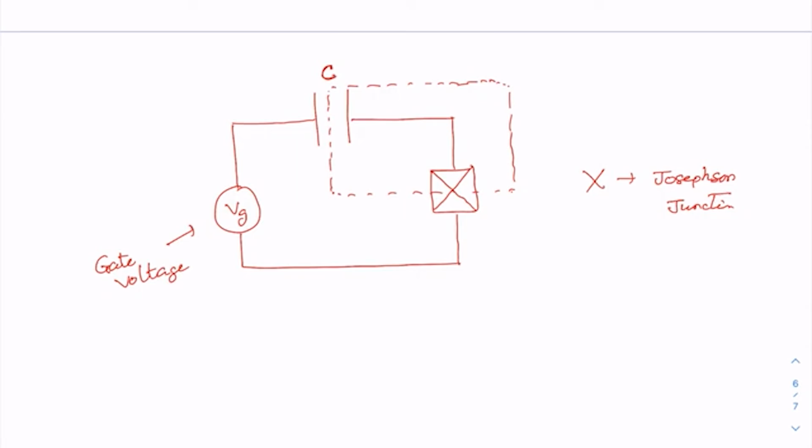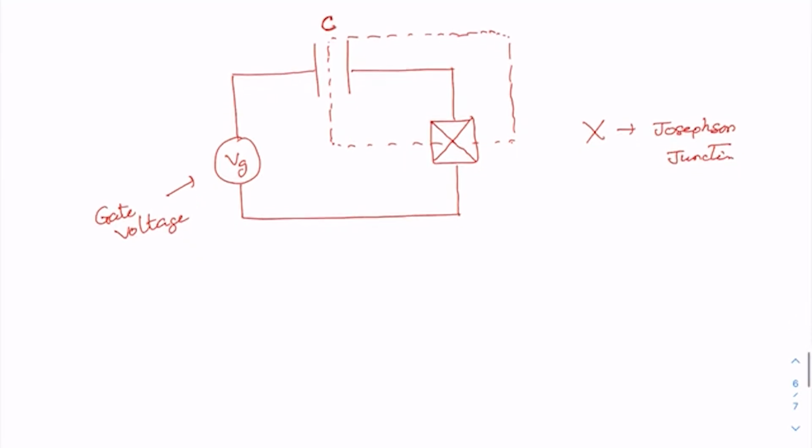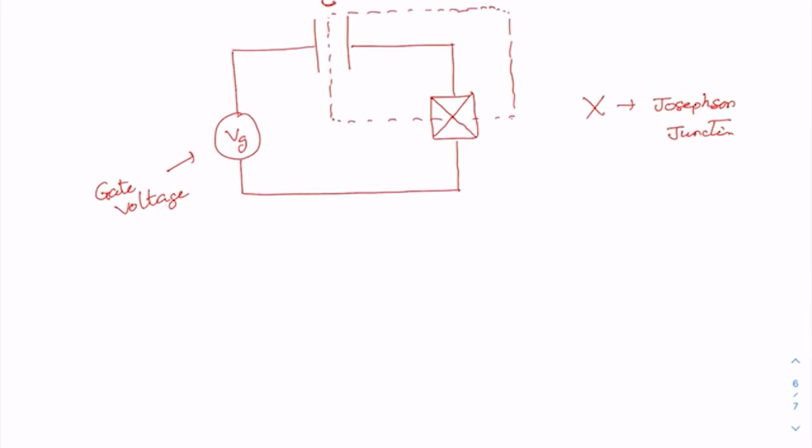Let me repeat again: in the Cooper pair box, the charge contribution to the energy dominates over the magnetic flux, and this is why the Cooper pair box is referred to as a charge qubit. And we will discuss other forms of qubit or two-level system in circuit QED later on.